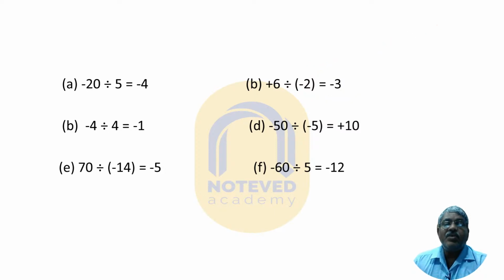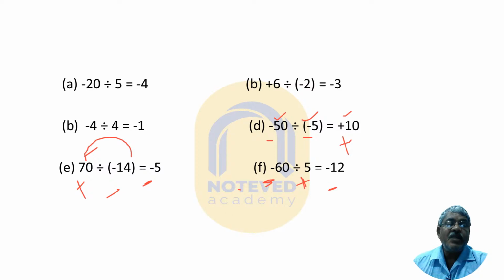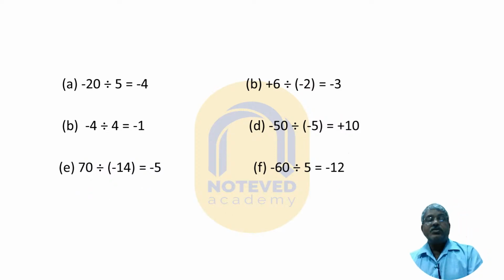Now you see minus 4 division 4. The answer is minus 1. Why? Now minus division plus. In this way, try to understand the things. Minus 50 division minus 5. Minus division minus is equal to plus. 50 division 5 is equal to 10. 70 division minus 14, plus division minus is equal to minus. 15 division is equal to 5. In this way, try to understand the things. Now minus 60 division 5 is equal to minus 12. Now you see another example.